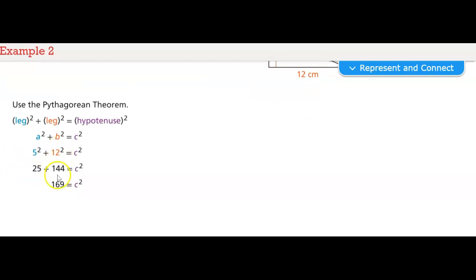We get 25 and 144. Add that together, you get 169. But we want to know what c is without it being squared, so you find the square root of 169, which is 13. So c is equal to 13 centimeters for the hypotenuse.